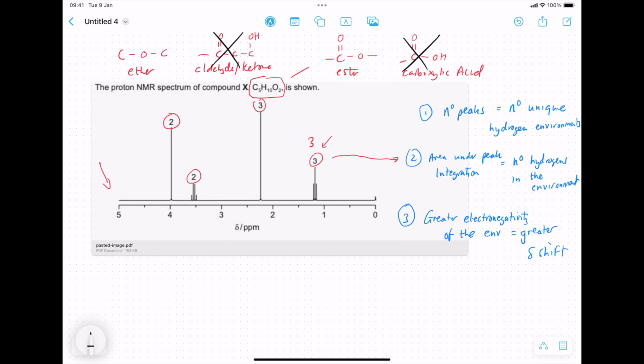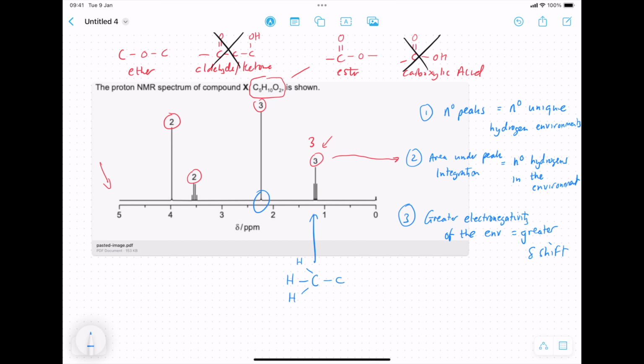So for that, I'm going to start looking at the shift values. This one here is about 1.2, 1.3. That indicates a hydrogen attached to a carbon, which is bonded to another carbon. So it's going to be some alkyl sort of group. And the fact that it has 3 hydrogens in that environment suggests it's probably going to be a CH3. So I'm just going to put that out there and leave that as a CH3.